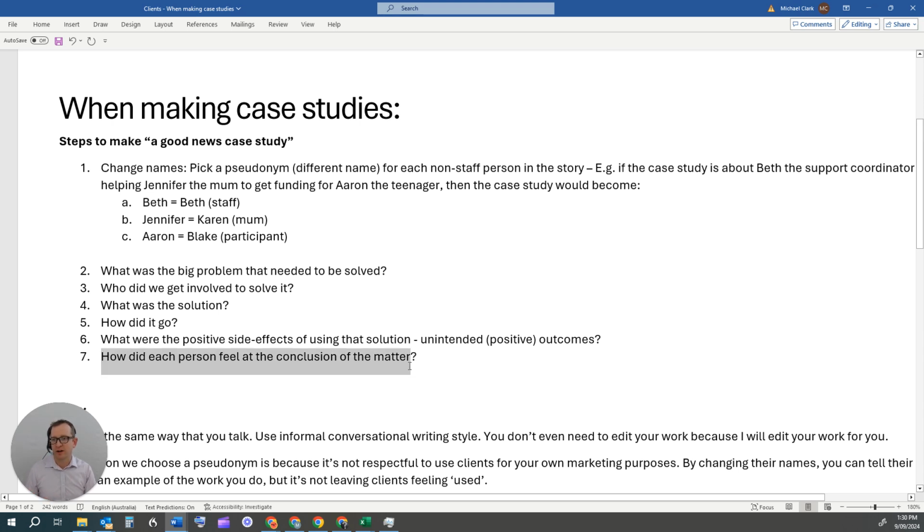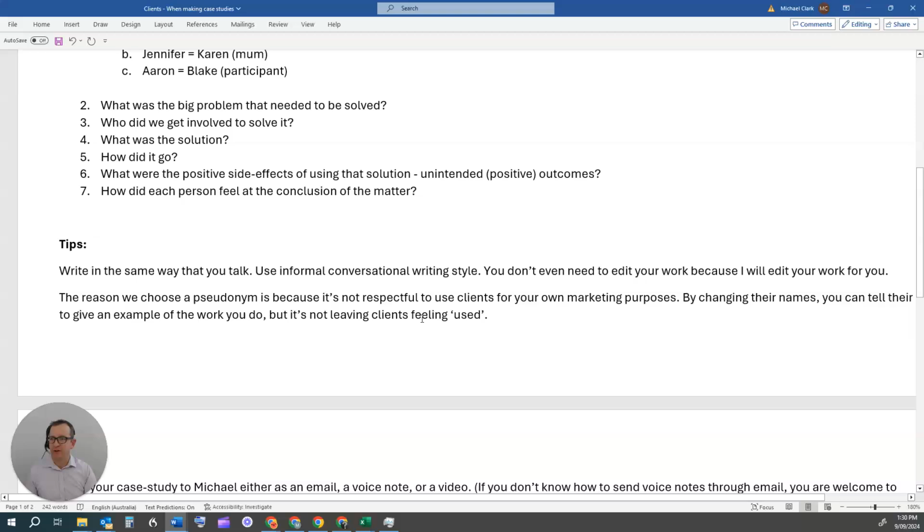And I guess question 7, how did people feel at the end of it? Well, mum was delighted and relieved. Aaron felt proud of himself and he was willing to go back and do it again the following week. Okay. And obviously, Beth was glad that all the work that mum put in had paid off. Remember, in your story, Beth, your staff member, can't be the hero of the story. It needs to be mum and the participant, because otherwise it's not a good story. And also the support worker who was with him was just so proud of the participant. Because remember, it's not about the support worker being good, the hero of the story is the participant. So that's sort of how you play that one.